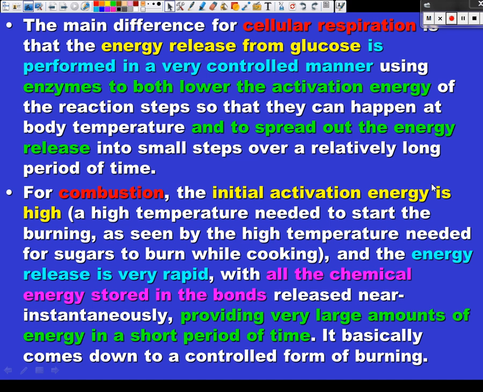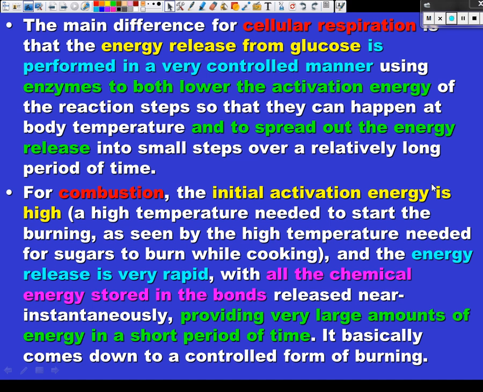Okay? So what we can do is we can spread out the energy release into small steps over a relatively long period of time. For combustion, the initial activation energy is high. A high temperature is needed to start the burning. So if I took a hydrogen gas and I wanted to light it, what do I need to make it go boom? I need a match. I obviously need oxygen. But to overcome that initial energy, because are all hydrogen gas molecules able to be ignited? Well, when you take a match and you put it in there, they begin to ignite, right? So that's kind of what's going on here.